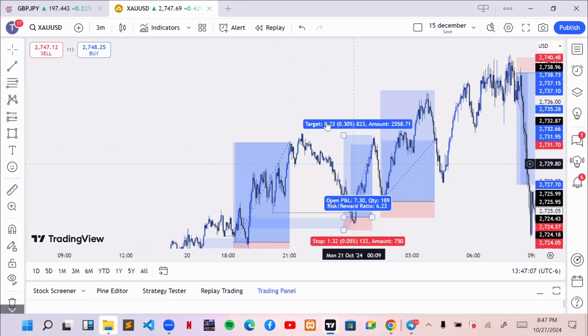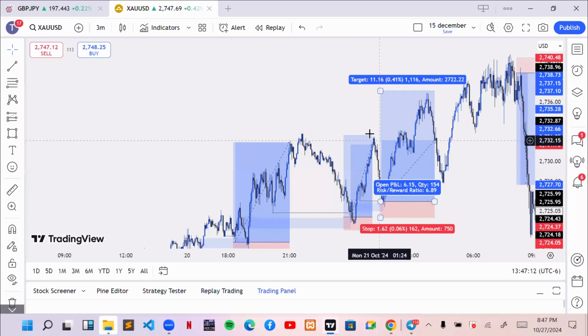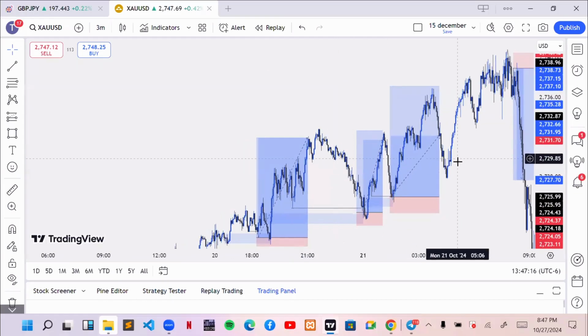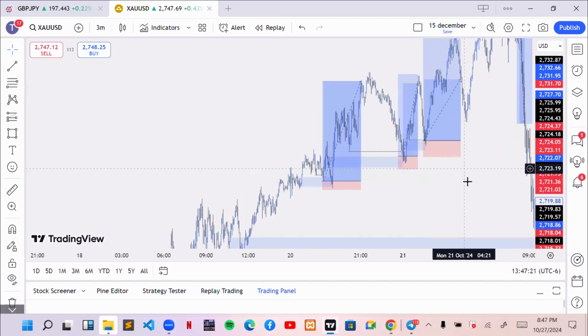So for my take profit, this trend line liquidity has to be cleared. My take profit on this trend line liquidity also has to be cleared. But I was targeting extra pips because I knew that gold was bullish. Okay. So that's just it. That's how I was able to guide the trade.